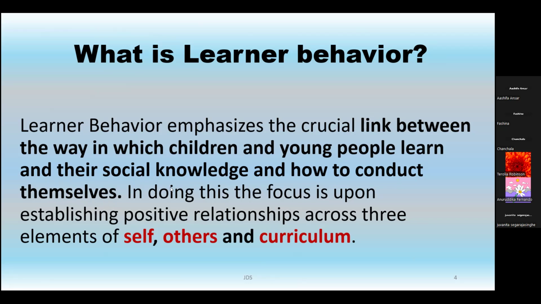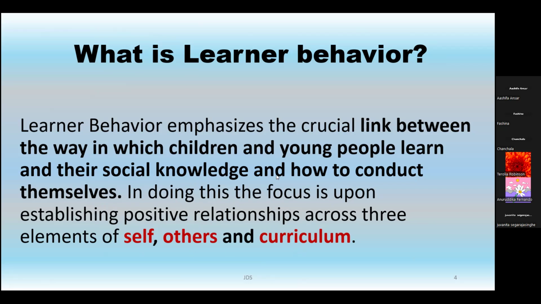Right? So in order to conduct themselves in an acceptable manner, or maybe to possess adequate social knowledge to handle situations, they basically behave in a particular manner. So that is what is identified as learner behavior. In doing this, the focus is upon establishing positive relationships across elements of self, others, and curriculum.